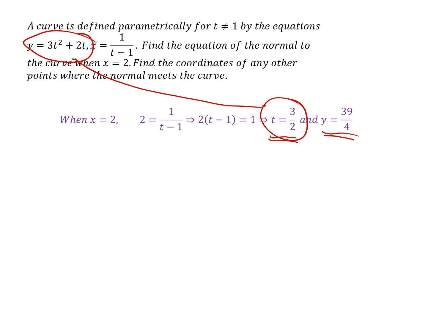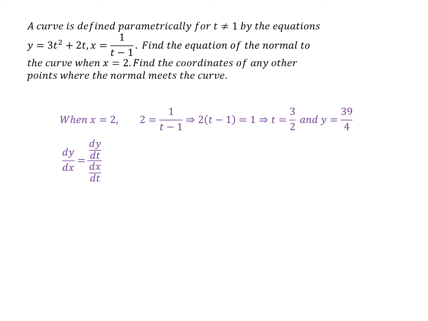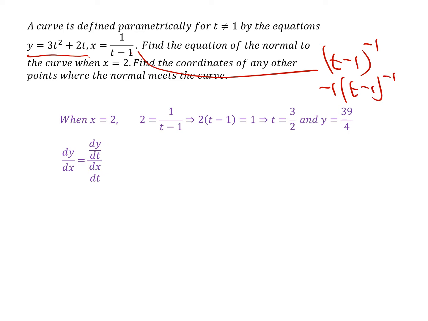We now need to know the gradient of the normal. Well, let's find the gradient of the tangent first. And we use dy/dx, which is the gradient of the tangent, equals dy/dt divided by dx/dt. This is the parametric differentiation. Differentiating y to give dy/dt gives 6t plus 2, and x is (t minus 1) to the power minus 1, so when we differentiate that, we get minus 1 times (t minus 1) to the minus 2.